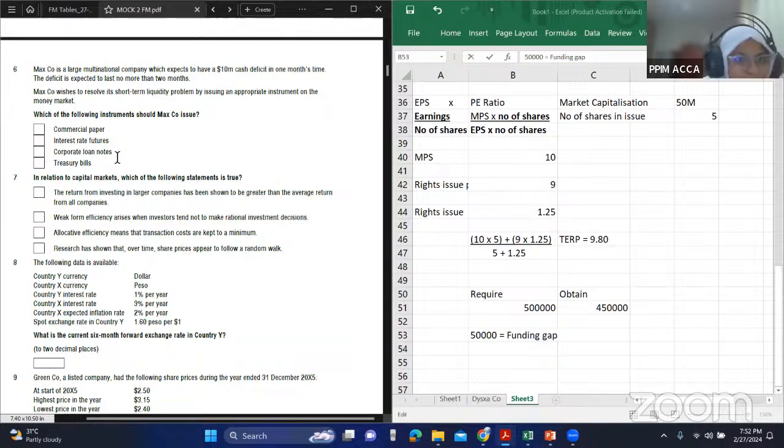Corporate loan notes. When we are talking about loan notes, most of the time it is for more than 1 year. So that also can't be an answer. Interest rate future, it's not a method for you to actually get money, it's not a funding strategy. You can't fund your business in the future. It is a hedging technique. Okay, so if you have interest rate risk or if you have a foreign exchange risk, you can reduce that risk by buying or selling interest rate futures. It has nothing to do with you getting money. So it can't be B.